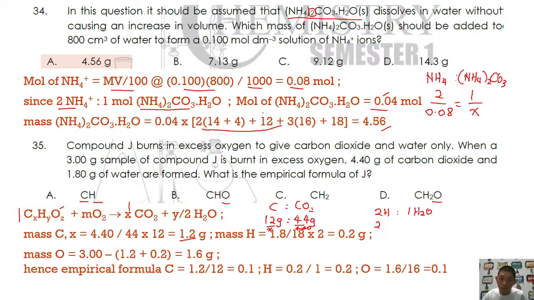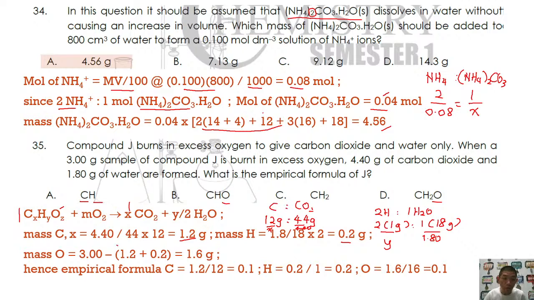So in here, you use 2 times 1 gram to 1 times 18 gram. If you want to find out the amount of the hydrogen, you divide with the mass of the water. So at the end, you find your mass is equal to 0.2 gram. So you see in here, you have the mass of carbon 1.2, hydrogen 0.2.